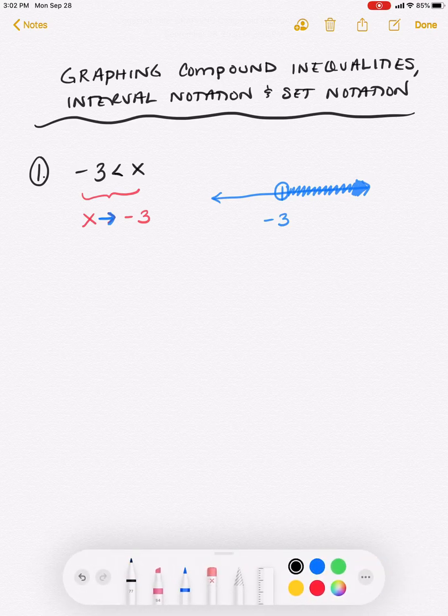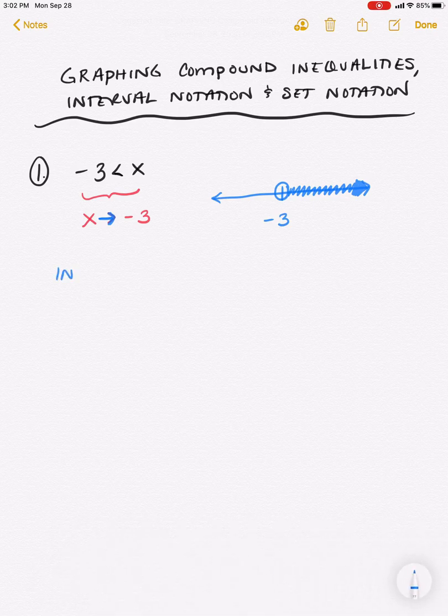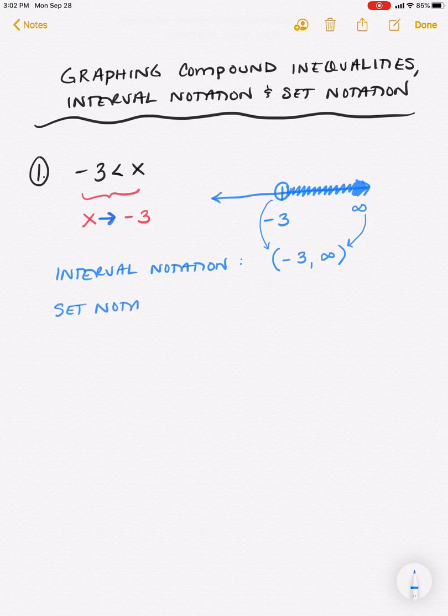So the next thing that we talked about in class was what was called interval notation. I did review this in the last video that you took over compound inequalities. And so your interval notation is going to go from parenthesis -3, and it shades forever to the right, so we'll say to infinity. The reason for this parenthesis is because of the open circle, and the infinity always uses a parenthesis.